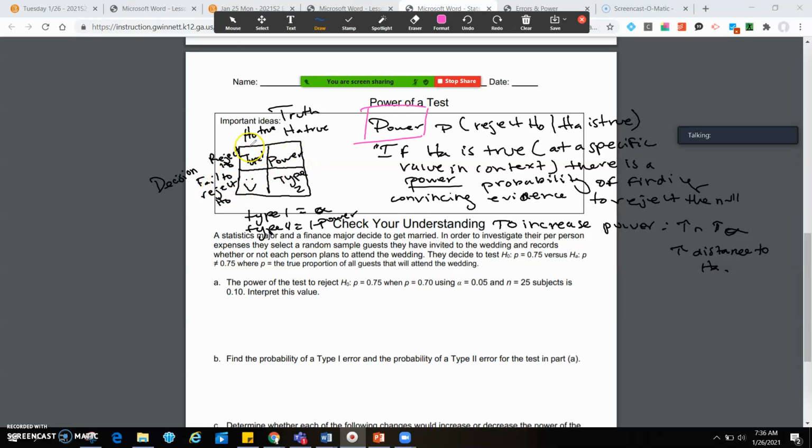Now, you're never going to have something where H0 is true and you fail to reject the H0. Just keep that in mind. For power, you reject your H0 and your HA is true. So if HA is true at a specific value and context, power is the probability of finding convincing evidence to reject the null. And the last thing is, to increase power, you increase sample size, increase alpha, and increase the distance to the H0. Okay? I would pause and try the check your understanding, and then check your work.